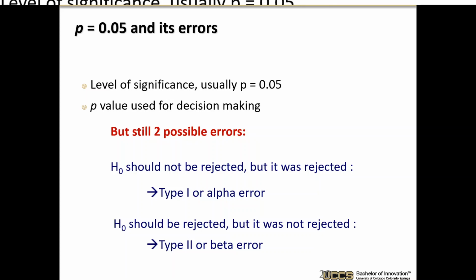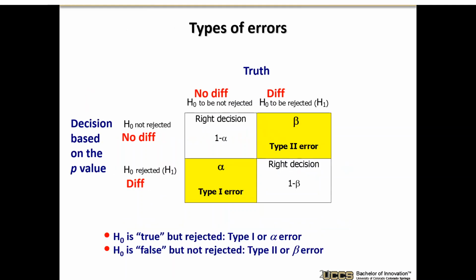So this comes back to what I was just talking about. H0 should not be rejected, but it was rejected. That's a type 1 error. And H0 should be rejected, but was not. That's our type 2. So if I go back to the truth and the decision based on the p-value, if there is no difference, and based on the p-value I say there's no difference, I've made the right decision, and I make that 1 minus alpha of the time.